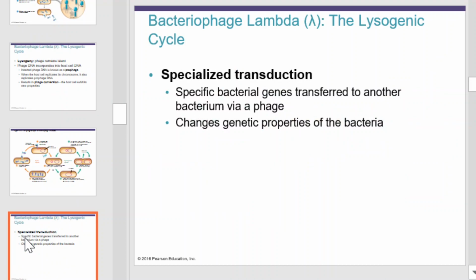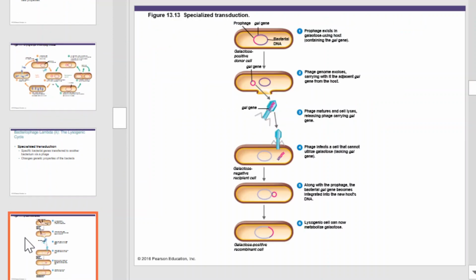Specialized transduction occurs when specific bacterial genes are transferred to another bacterium via a phage. Changes in genetic properties of the bacteria can result. In specialized transduction, we can actually use this idea of viruses inserting their DNA into a host cell to carry out the transformation of microorganisms to ultimately create organisms of our own choosing. This is just one way that we can use genetic engineering or biotechnology to solve the problems of society.